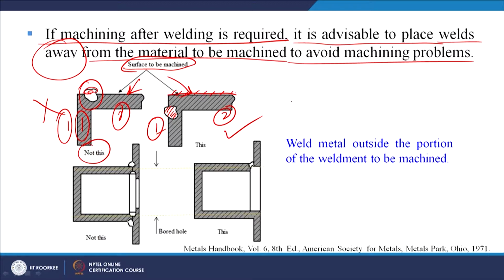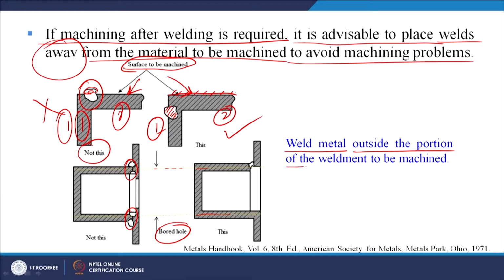So this is advisable. Similarly here we are doing the welding here, and this is the bored hole. We need to make a hole across this. These are the lines shown here. So the boring has to be done. So we must do the welding away from the area where the boring has to be done. So the weld metal should be outside the portion of the weldment to be machined. This is important, that we have to make our welding away from the area where machining is to be done.